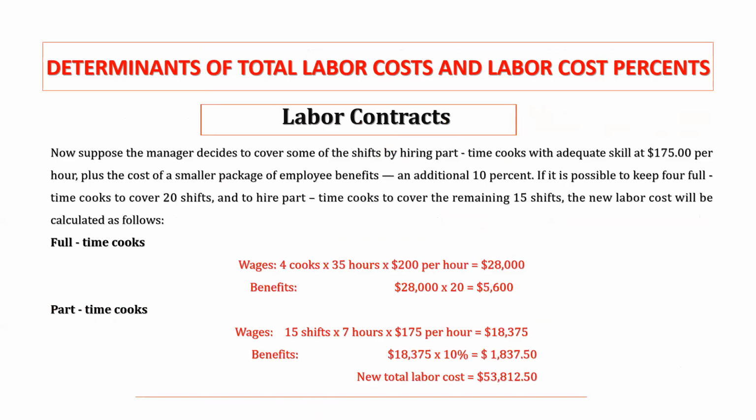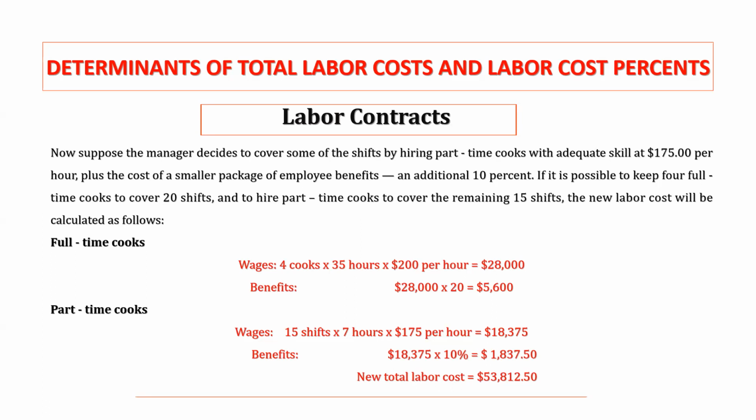So it would be possible for the manager of Island Grill to reduce labor costs from 50. Oops, sorry, I jumped ahead. Now, suppose the manager decides to cover some of the shifts by hiring part-time cooks with adequate skills at $175 per hour, plus the cost of a smaller package of employee benefits, an additional 10%. If it is possible to keep 4 full-time cooks to cover 20 shifts and to hire part-time cooks to cover the remaining 15 shifts, the new labor cost would be calculated as follows.